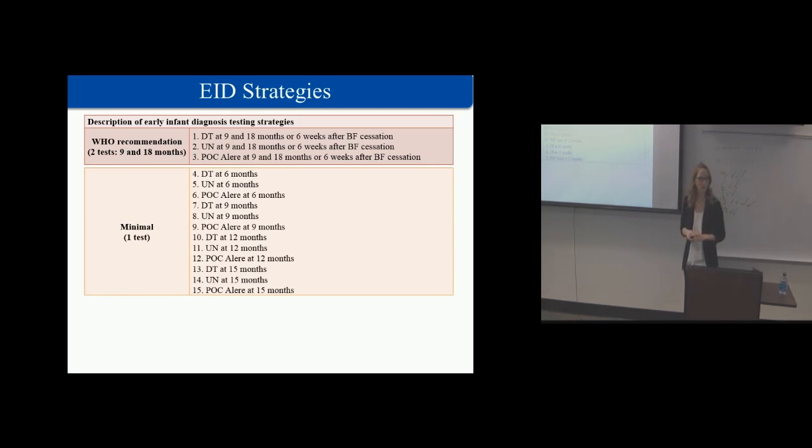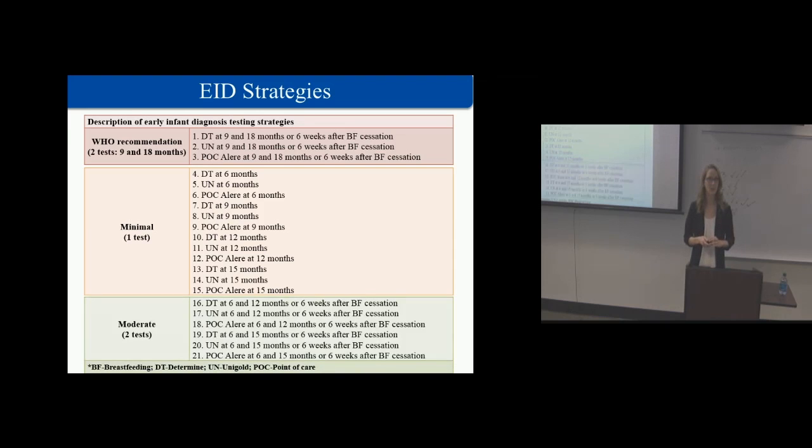Then we also asked if countries can only afford one testing time point per infant, which is the better time to do that? So we looked at 6 months, 9 months, 12 months, and 15 months. Again, head-to-head comparison between the 3 rapid tests. And then we asked, is there a better time if you use 2 testing time points than the recommended 9 and 18 months? So we tested 6 and 12 months and 6 and 15 months, again, with the 3 different rapid tests. So in total, we had 21 strategies that we were trying to compare.